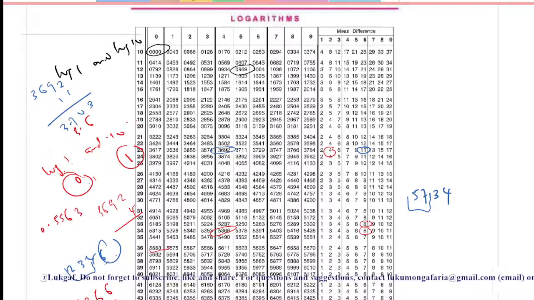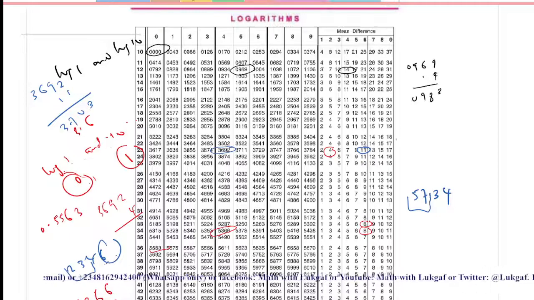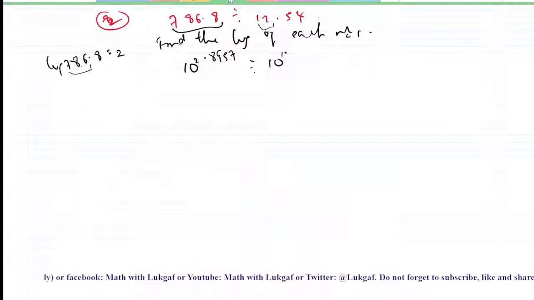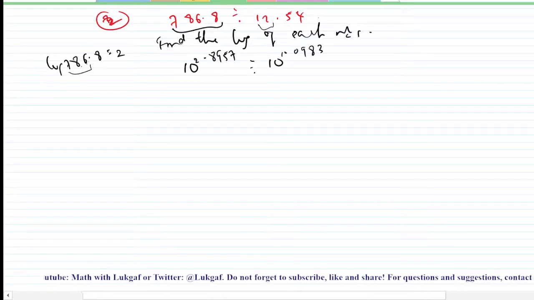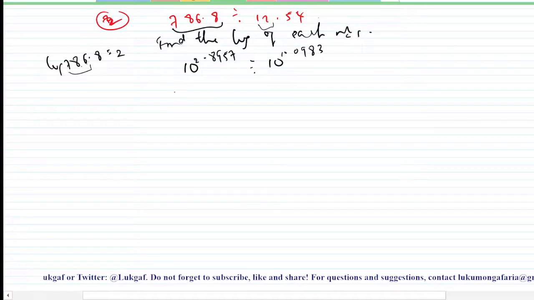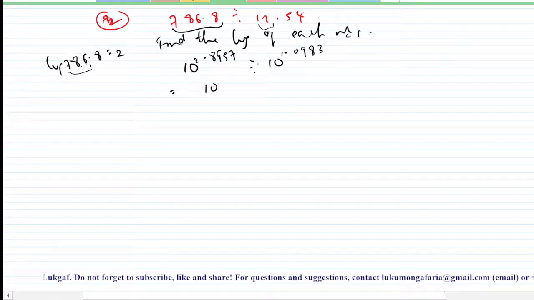So this difference 4, that's 14. So that's 0696 plus 14. This is 0710. Then you have 0.0983. If you check this very well, you will see that you can apply your laws of indices directly.